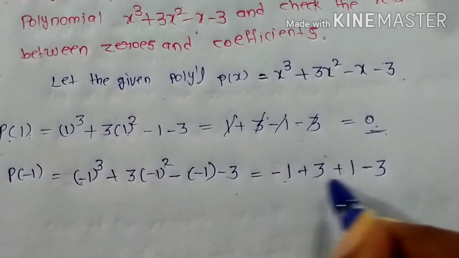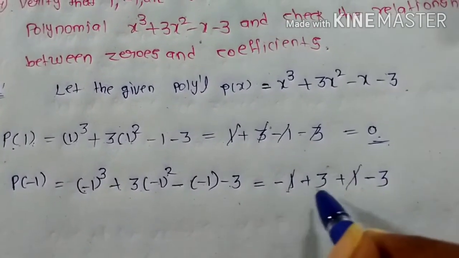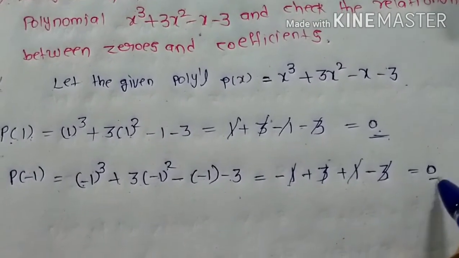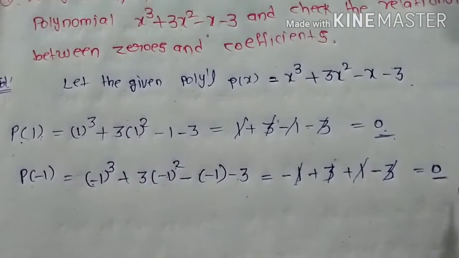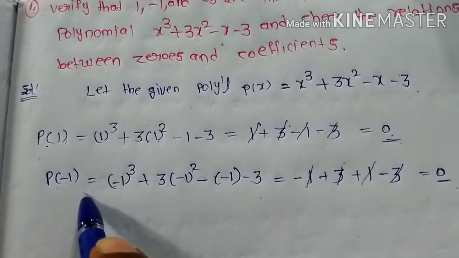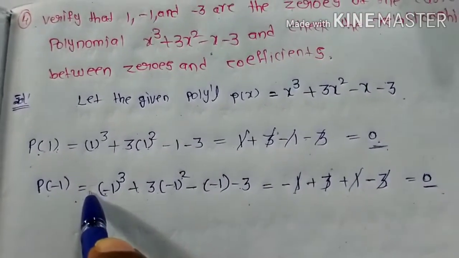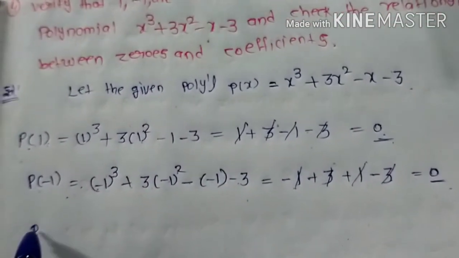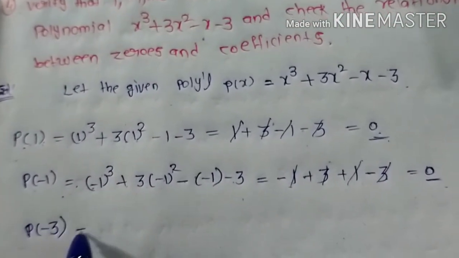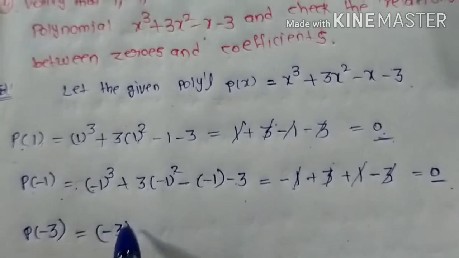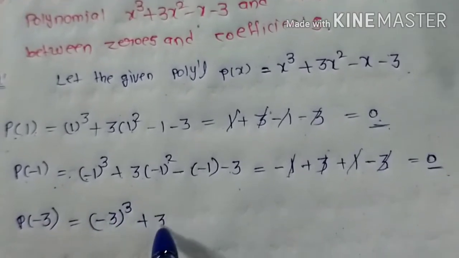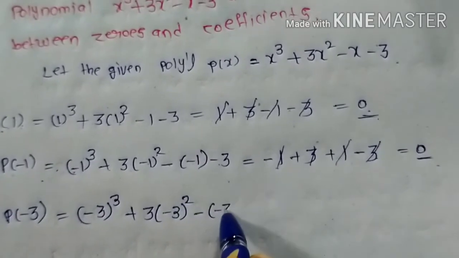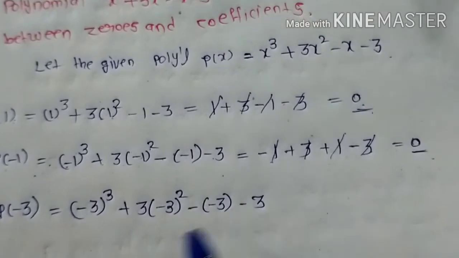See here, minus 1 plus 1 both should be cancelled, plus 3 minus 3 both should be cancelled. That means you are getting how much? 0. That means p of minus 1 is also 0. That means minus 1 is also a zero of the given polynomial. In the similar way you can find p of minus 3. Just you can see here p of minus 3. That means minus 3 whole cube plus 3 into minus 3 whole square minus of minus 3 of minus 3.